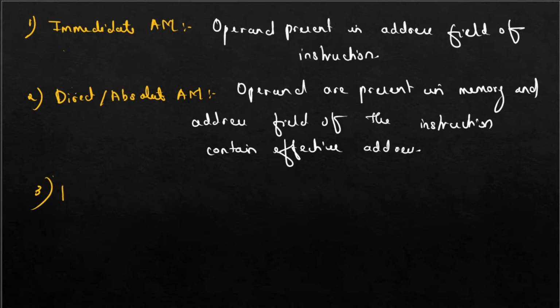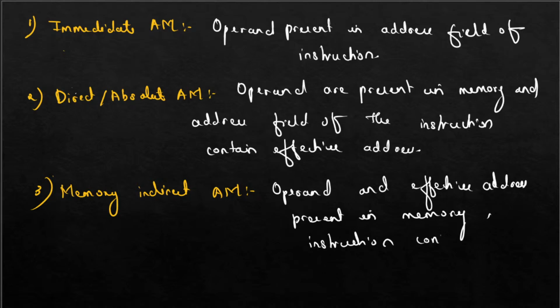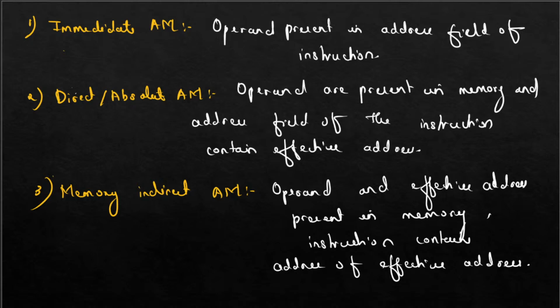Third is memory indirect addressing mode. Operand and effective address are present in memory. The instruction contains the address of the effective address. All right. Any doubt in these three modes? Do let me know.